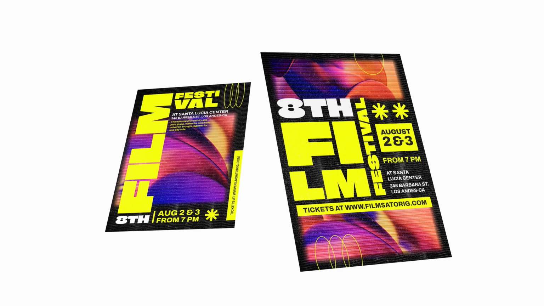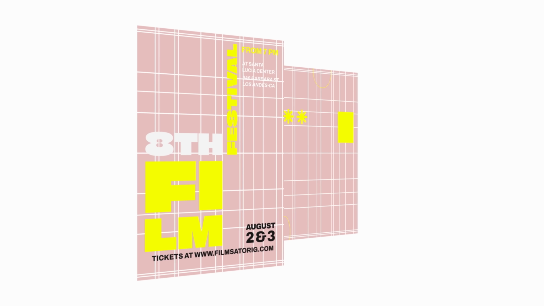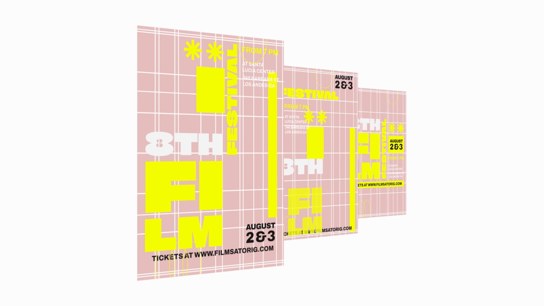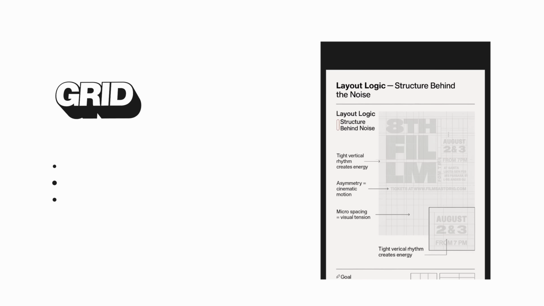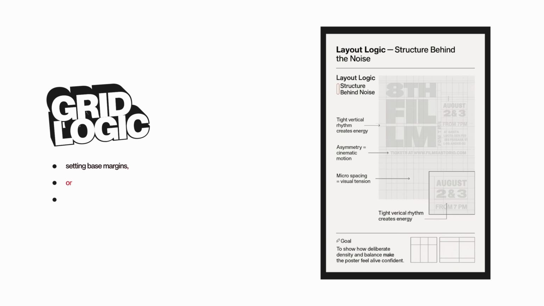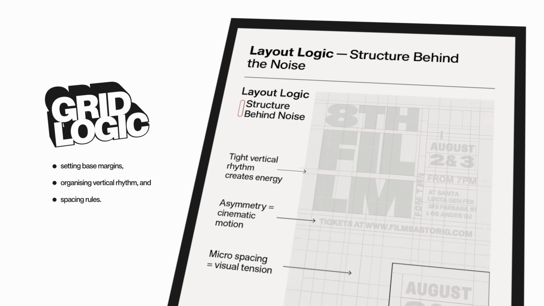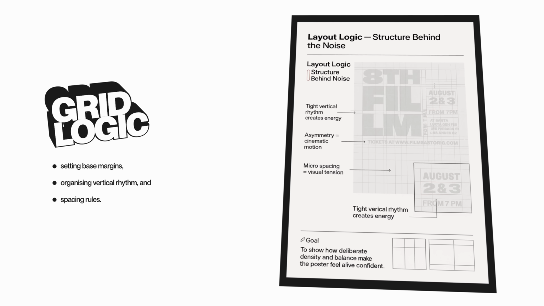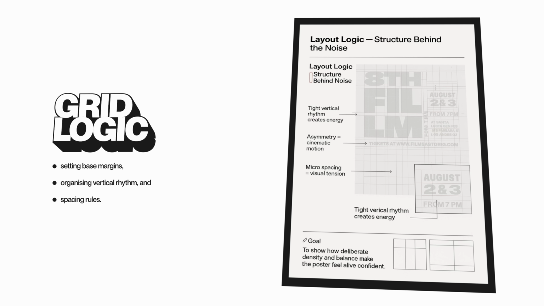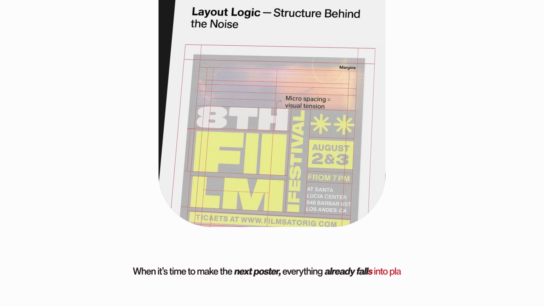For example, imagine you're designing a series of posters for a film festival. Most designers will start with a layout, then they might pick some typefaces, move some assets around, and then try to repeat that for the next 3 posters. But a system thinking designer handles things a bit differently. They'll spend the first hour or so building a grid logic, setting some margins, organizing a kind of rhythm or layout, but also importantly spacing rules such as how much micro and macro white space will be on these posters. And this will be based around the brief, the target audience, and the knowledge of the application of the design itself. Now, when it comes to making the next poster, everything already falls into place.